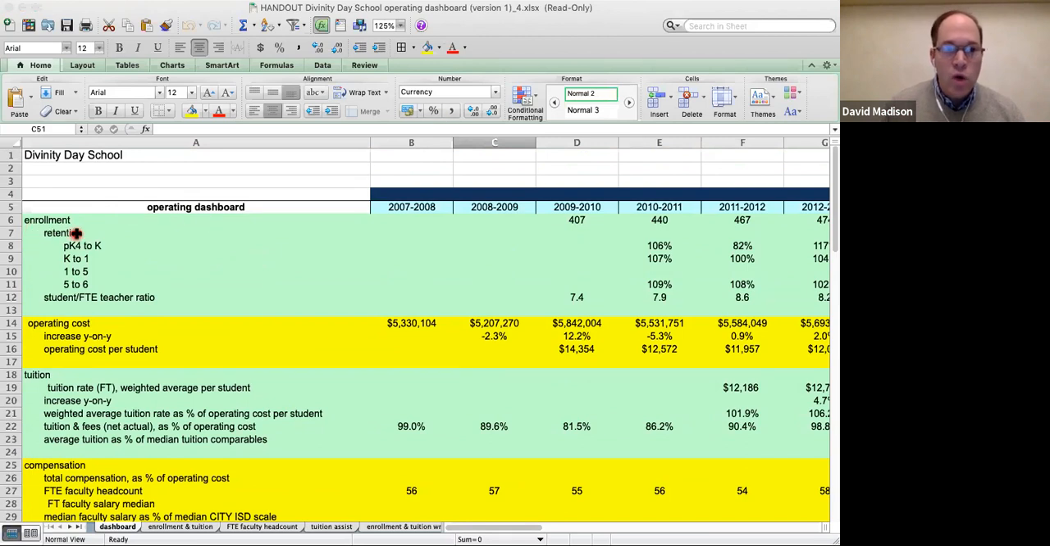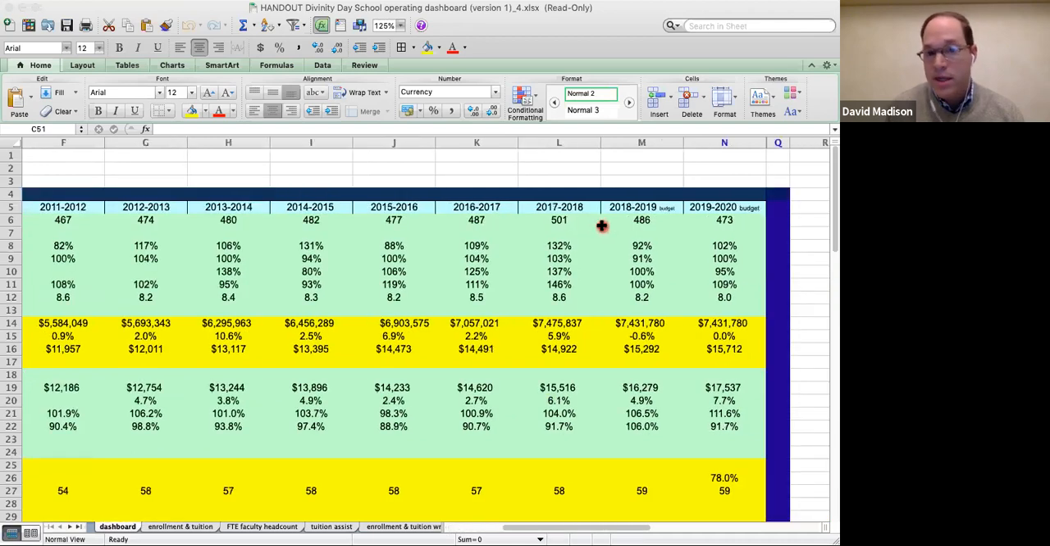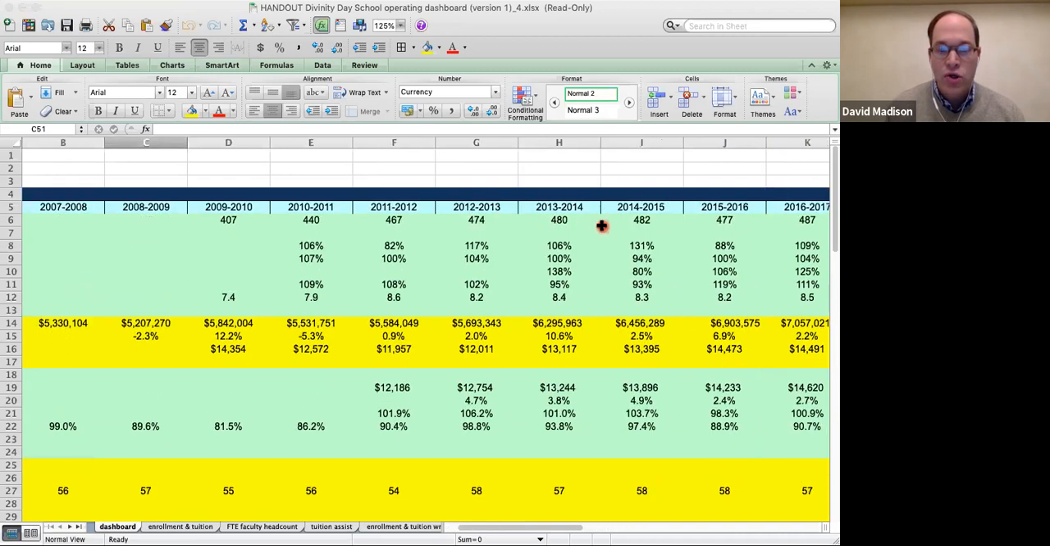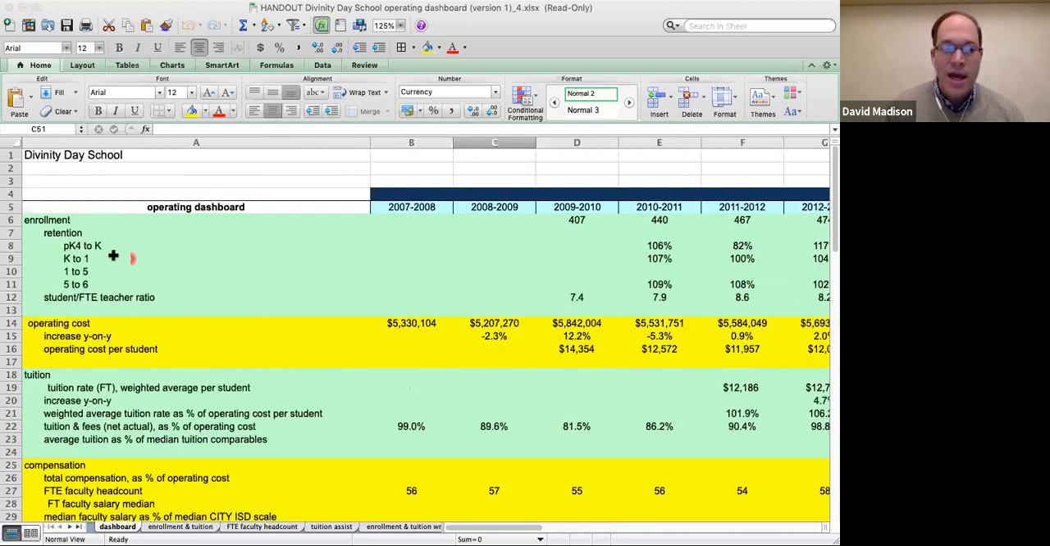This first one is enrollment, and we've got the total enrollment right here. Remember, this is a several year dashboard, so you've got several years, but you're tracking total enrollment in this top line. And then these are the retention points that are critical for this particular school. For example, they were watching that K-1 point.